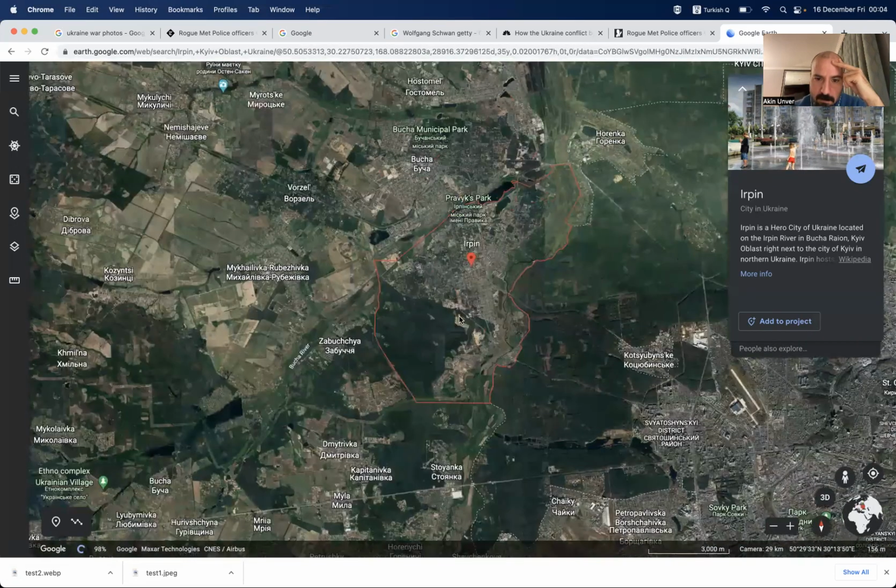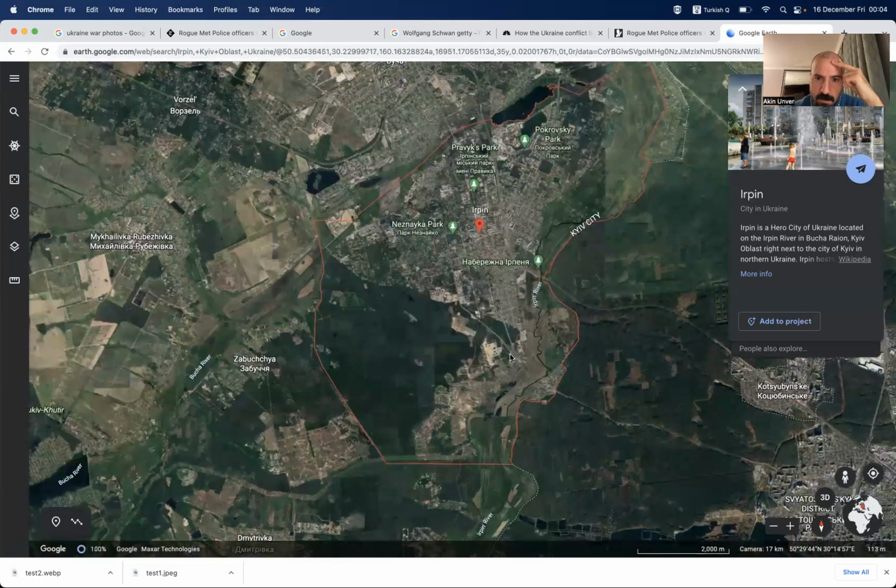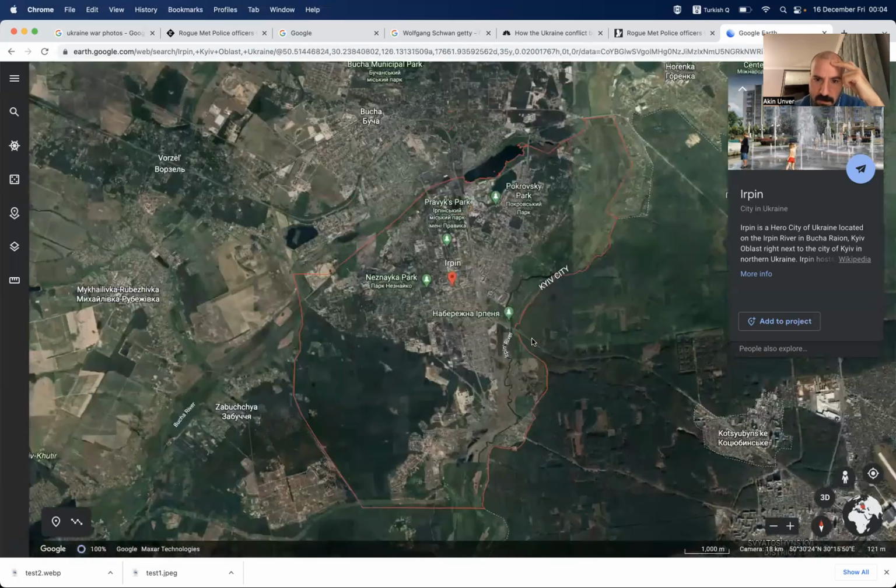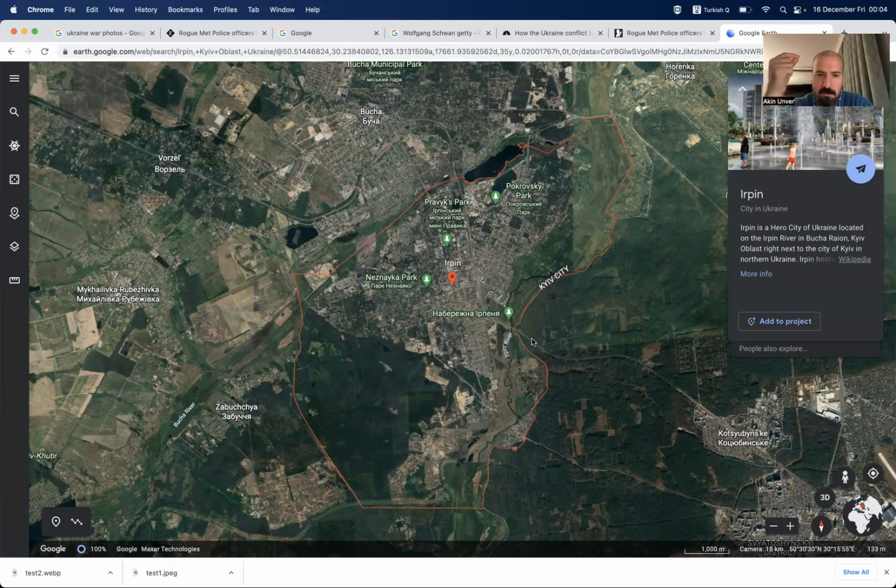And basically what I'm looking for is this. So if this is Irpin, and if Russia is attacking a bridge, that bridge should basically connect two parts that are separated by a river, essentially, right? Because that's the whole logic of a bridge. It has to connect two sides, two coasts of a river. So here I see that there is this Irpin River.